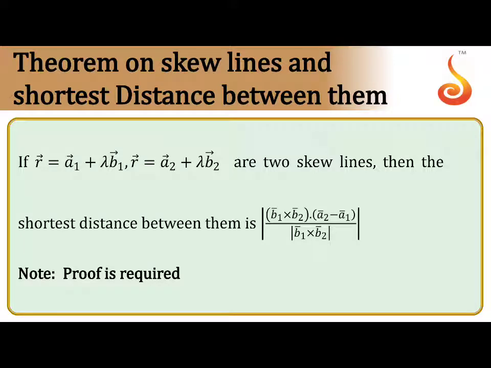Now the theorem: the shortest distance between skew lines r bar equal to a1 plus lambda b1 and r bar equal to a2 plus lambda b2 is the modulus of (b1 cross b2) dot (a2 minus a1), divided by the modulus of b1 cross b2. So now we can take the derivation for this one.